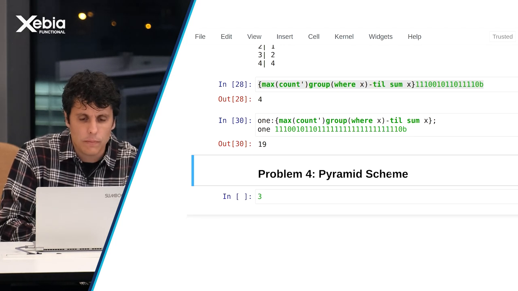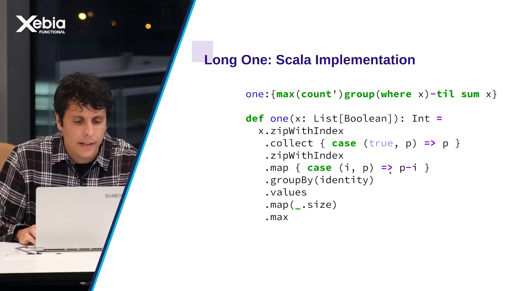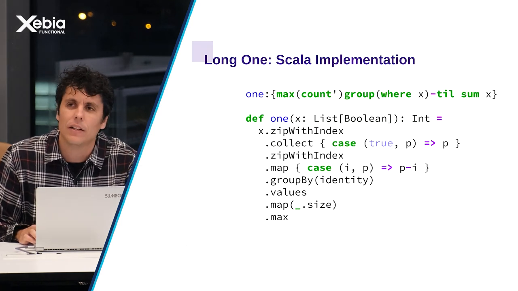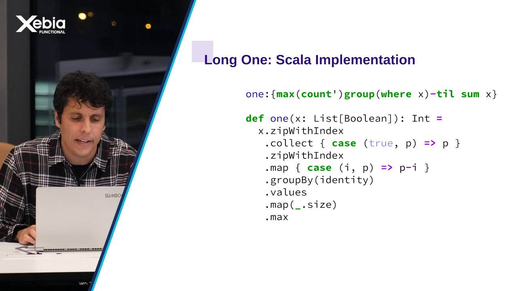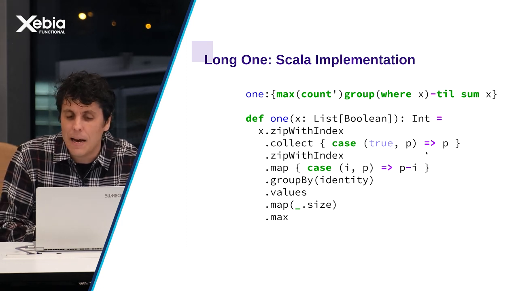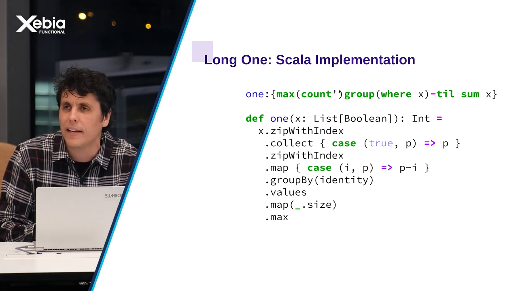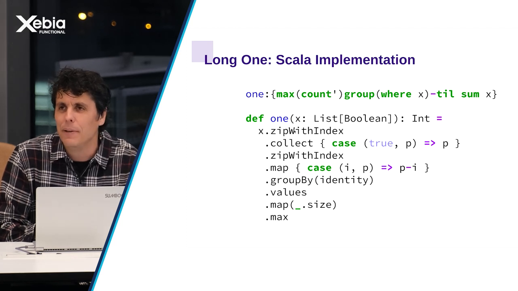So back to the code. This is the Scala counterpart. Okay, the Scala counterpart is now longer than perhaps expected. The implementation in Q is quite natural. You sum, you calculate the dispositions, and you simply group, count, and calculate the max. But here in Scala, we have to suffer a little bit more to implement this version.